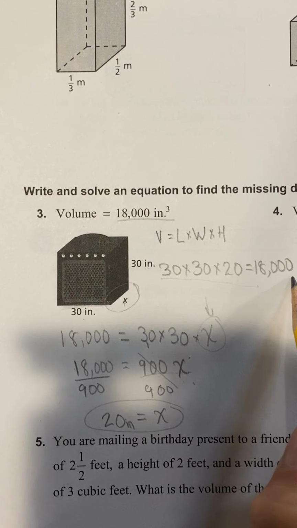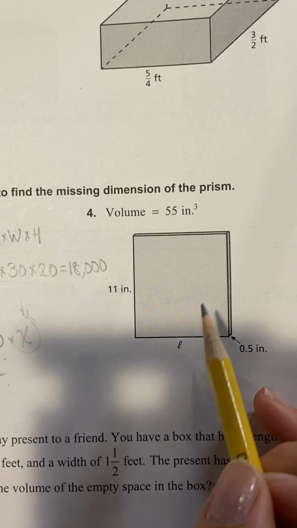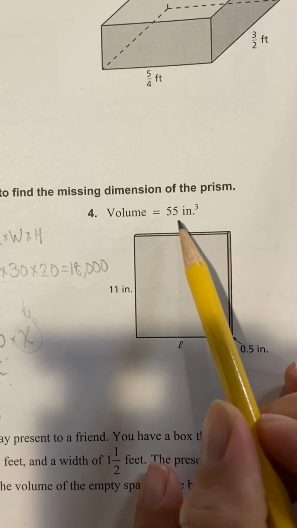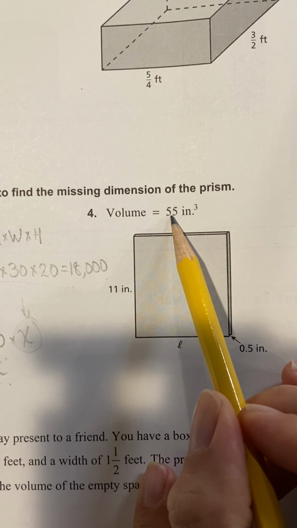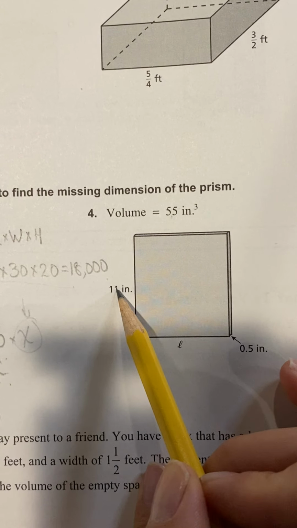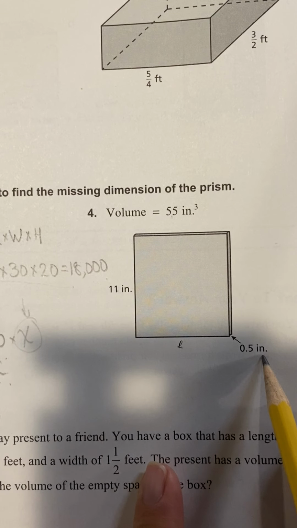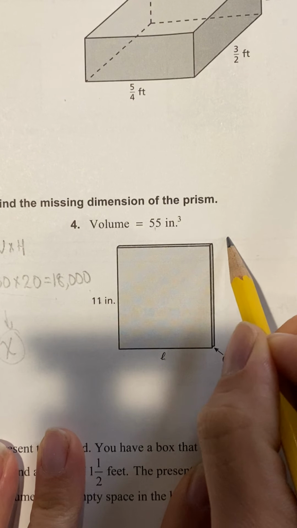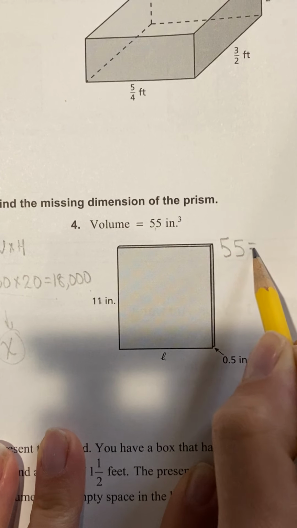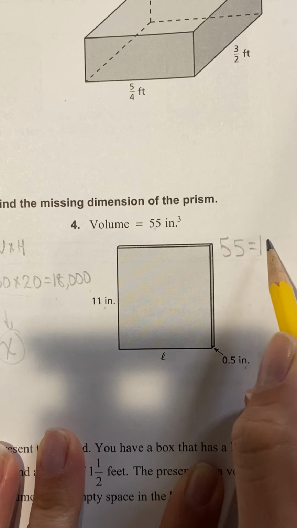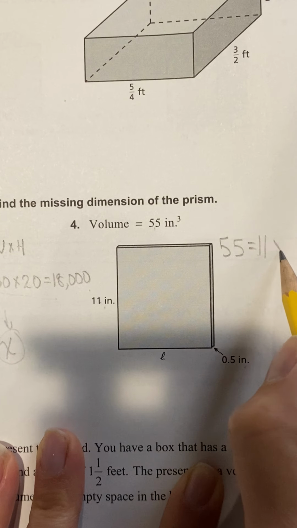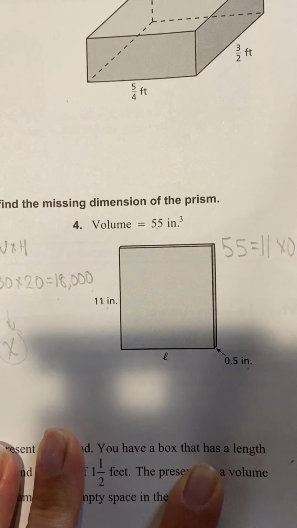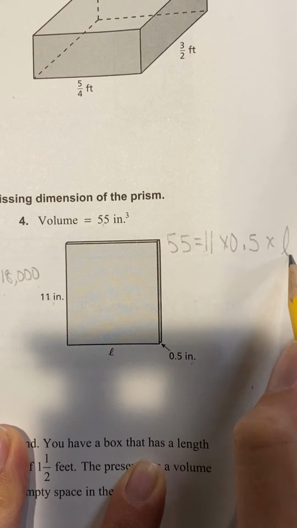Okay, I'm going to do one more example for you guys on how to find a missing side length given the volume. So here I have a shape. It has a total volume of 55 inches cubed. I know one side length is 11. I don't know this one, but then I know that this one's a half. So I'm going to go ahead and set up my equation. So my volume is 55. I know that. That's given to me. I know one of my side lengths is 11. I know one of my side lengths is a half. And this one, L, well, that's the one that I don't know.